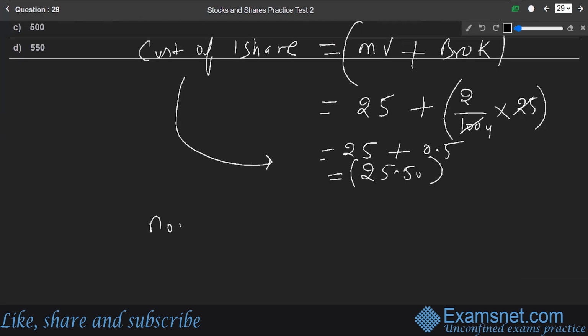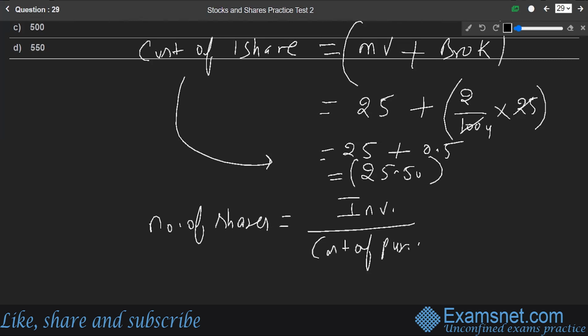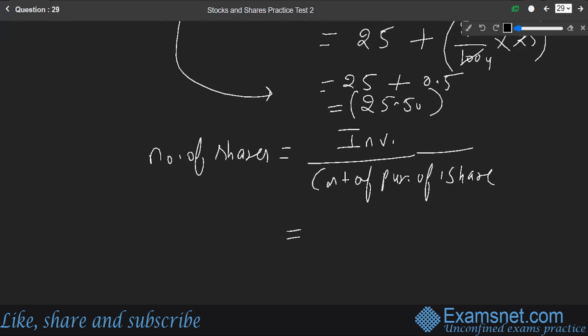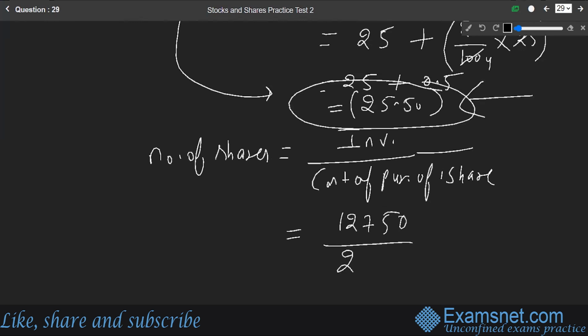Now the number of shares can be simply found out as, number of shares is nothing but total investment made divided by cost of purchase of one share. That will actually give me the total number of shares that we bought. Investment is given in the question itself, 12,750 divided by cost of purchase. We just found out cost of purchase of one share is 25.50. So if we divide this expression, we can multiply by 10 to get 127500 over 255, and then we can remove the decimal part of it.